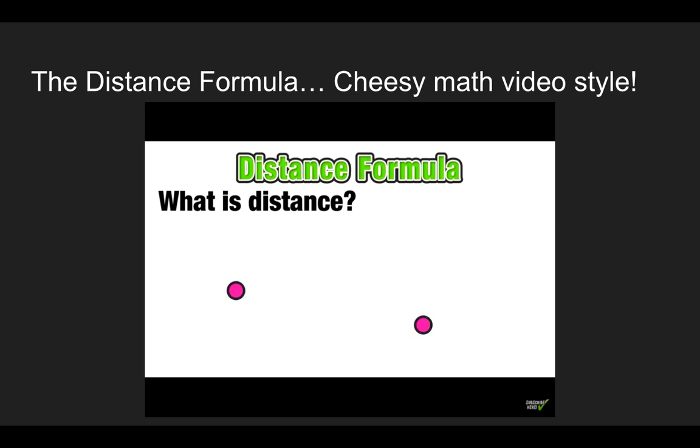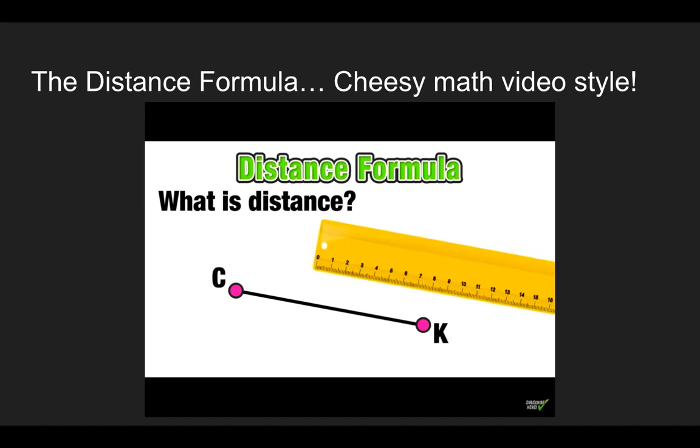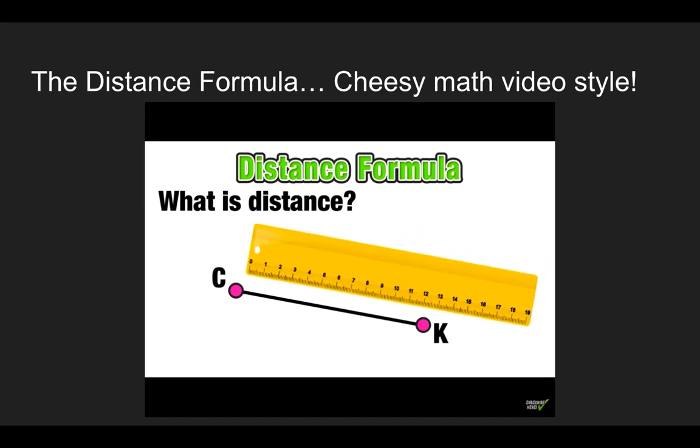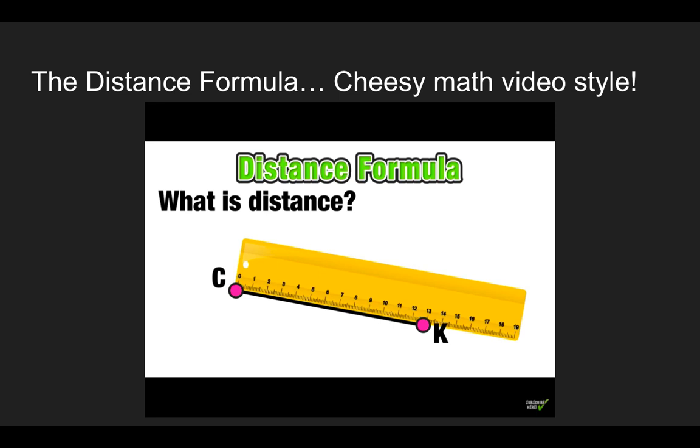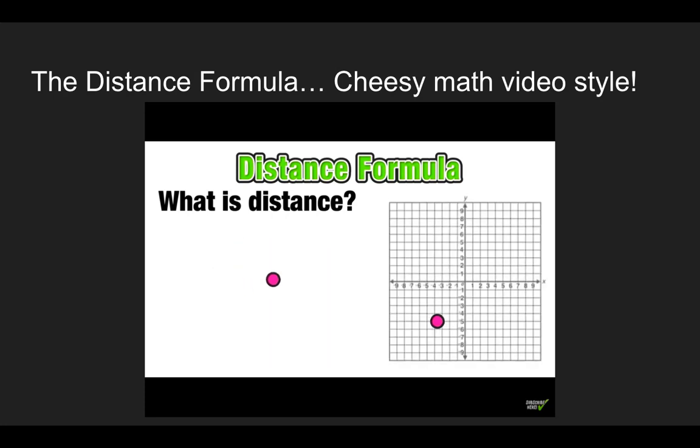So for this lesson, we're concerned with finding the distance between two endpoints connected by a line segment, in this case, line segment CK. If we measure this line with a ruler, we can say that CK has a length of 13 centimeters. And we are going to extend this idea of finding distance between points on the coordinate plane.